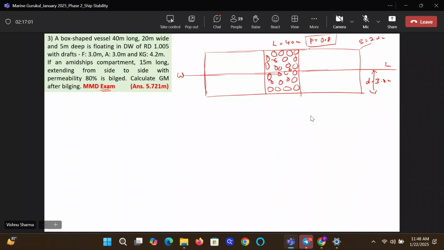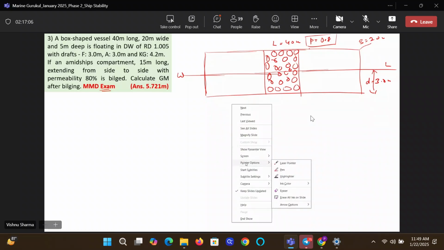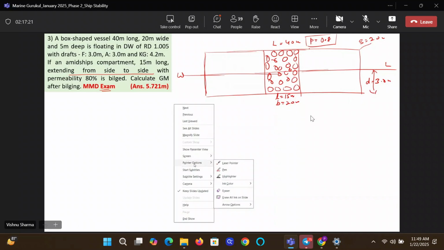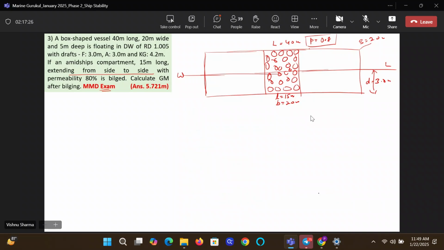Now, having done this, can you please shade, in case this compartment is bilged, the length and breadth of this compartment. Length of the compartment is 15 meters, breadth is equal to 20 meters. Why? Because it says extending from side to side. Now in this diagram, can you please shade the lost buoyancy? Done? I'm sure you would have done this. Very good.